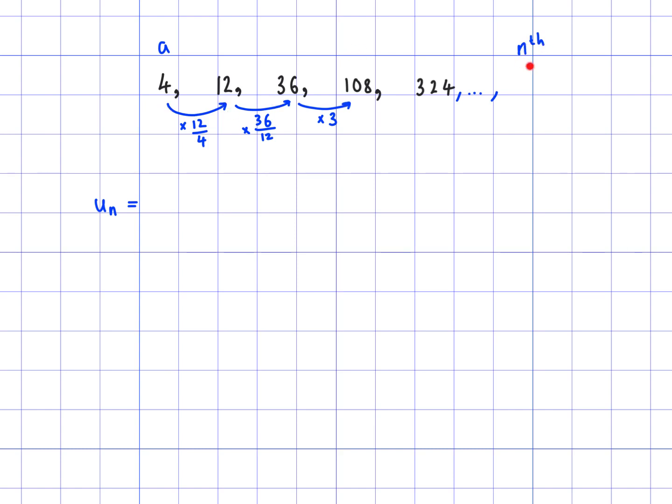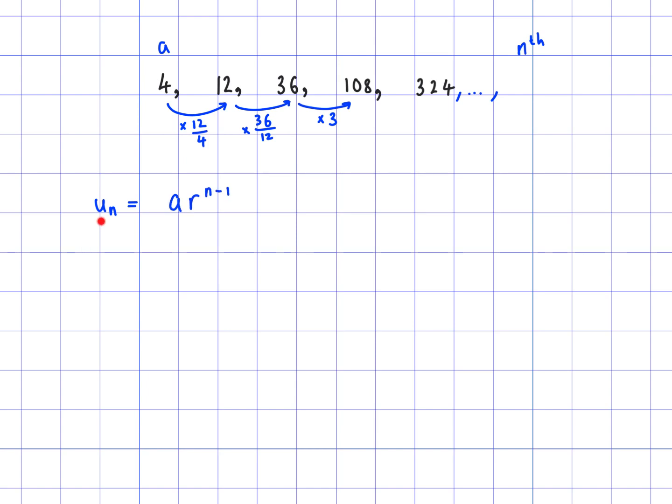So if the position is n, then the number of jumps I will need is 1 less than n, which is n minus 1. So that's what I need to raise the power to for the common ratio. So if I have a, which is the first term, so I put a here, and I need to multiply that by r to the power of n minus 1.